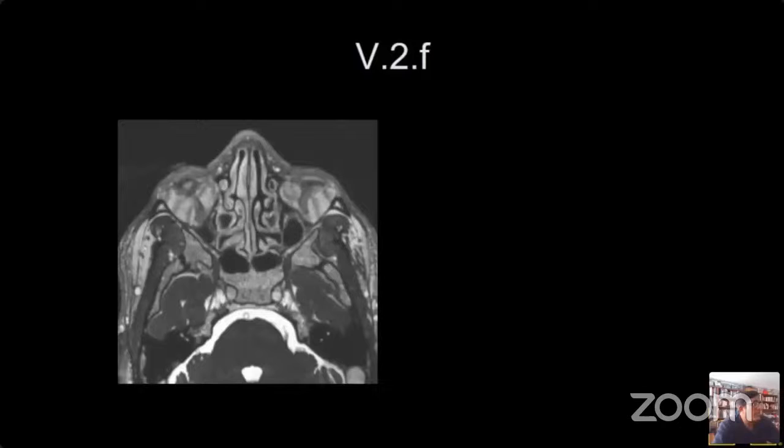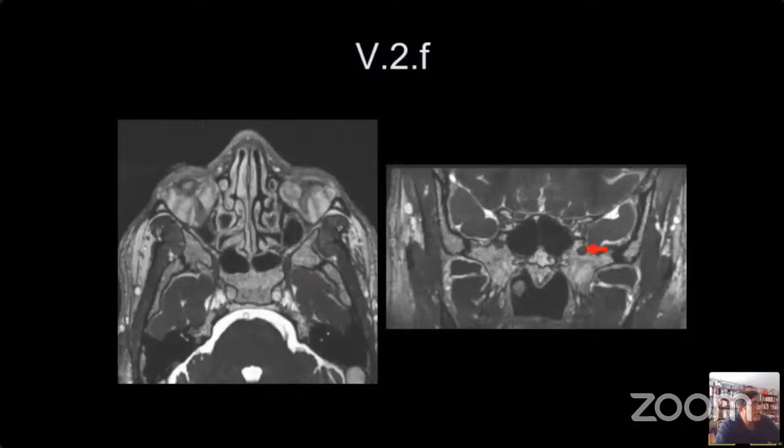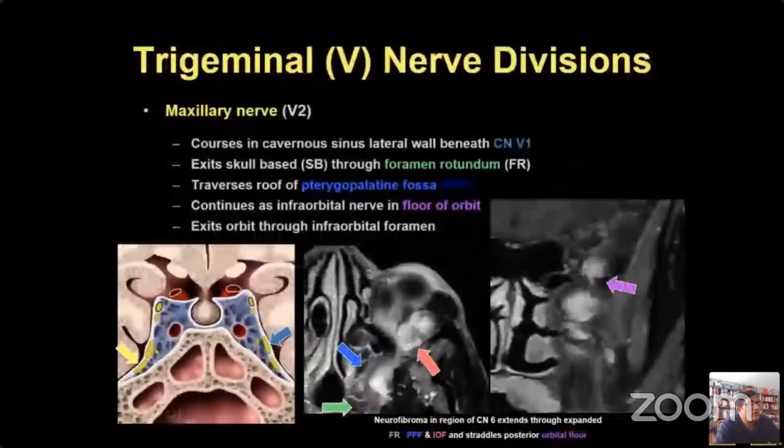So let's look at the axial heavily T2-weighted imaging, and the arrow points towards the foramen rotundum, and that is the V2 segment going into the pterygopalatine fossa, and that you can see very well in the coronal plane right there. And that is when the V2 or the second division of fifth cranial nerve drops down into the pterygopalatine fossa.